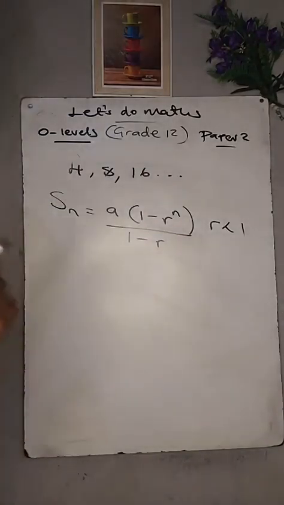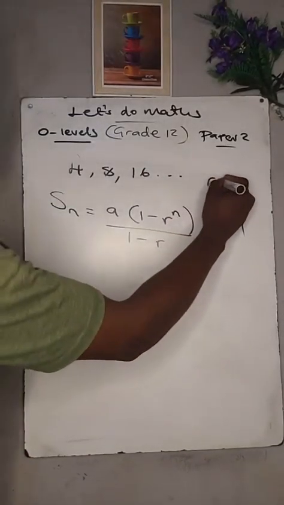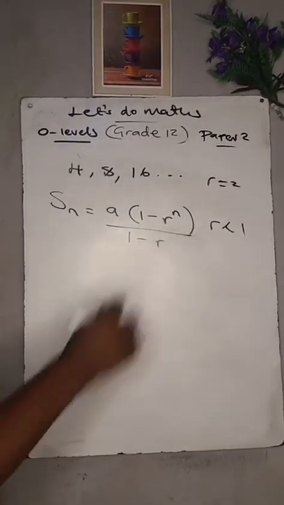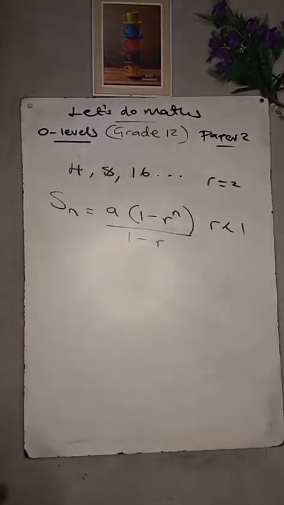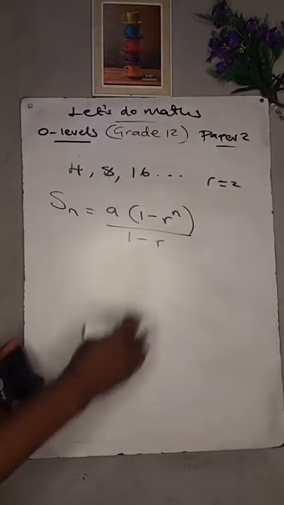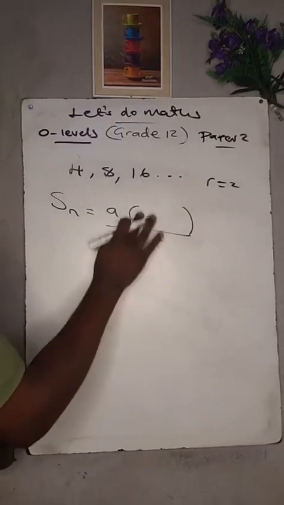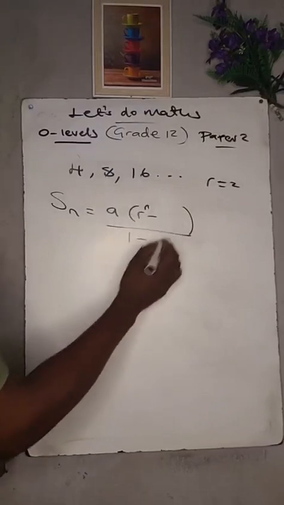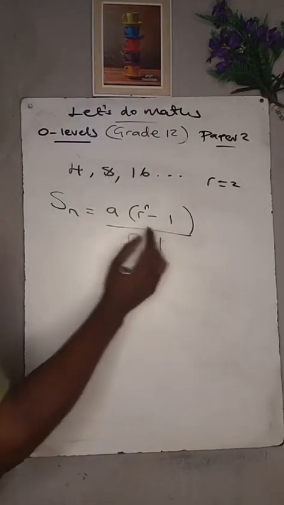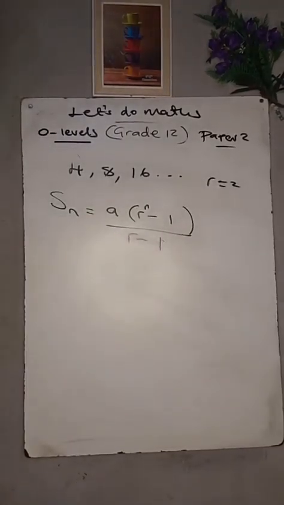But now, our common ratio, we found that it was 2. So it's not less than 1, it's greater than 1. Which formula do we use? We use this other formula instead. There's no difference, the only difference is that they interchange. Our r to the power n comes here and 1 goes there. Same here, we have r minus 1. That's the formula we use.